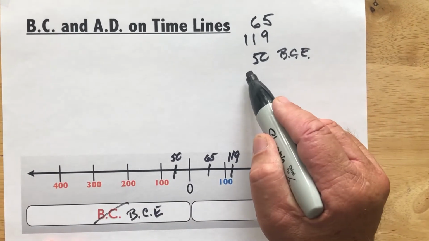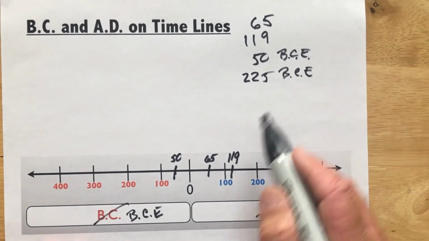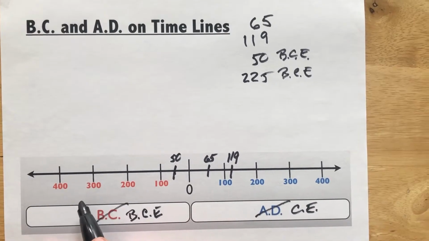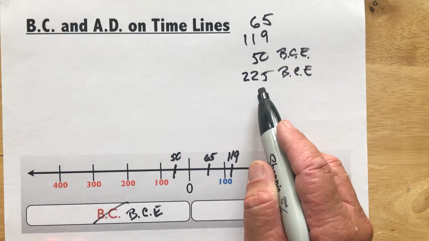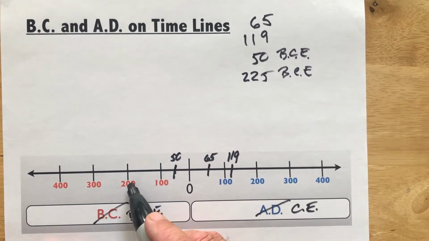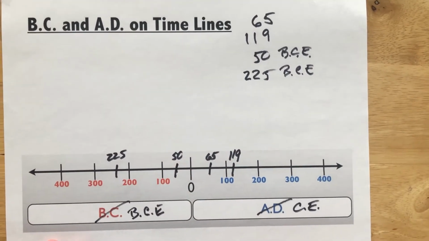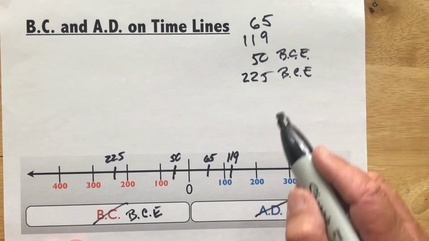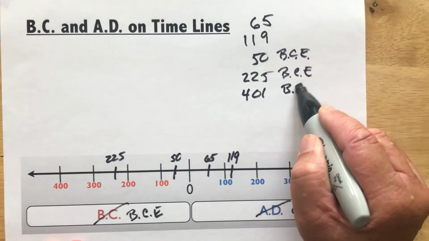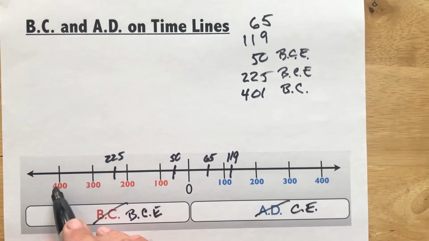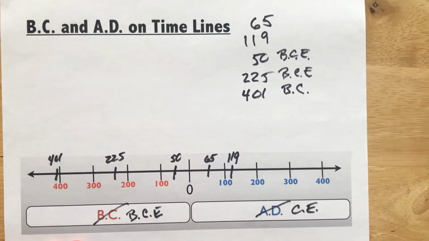What if I gave you the year 225 BCE? Okay, so again, look at both numbers. 225, is it between 100 and 200? No, 225 is larger. So it's between 200 and 300. 225 would go there. One more example, the year 401. What if it's an old book and they call it BC? Okay, 300, 400, 401's a little bit bigger, so I put it just over the edge.